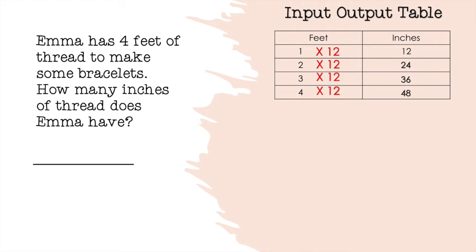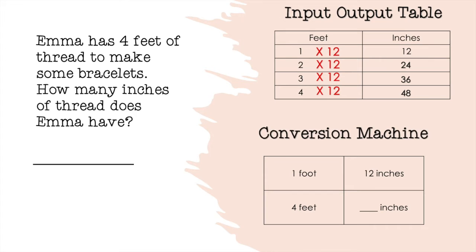Now, there's another way that we can solve it. This is called a conversion machine. A conversion machine is where you just draw a box and divide it into fourths. Our first shows 1 foot equals 12 inches. Now on the bottom, you're going to place what you're looking for. You're looking for 4 feet equals blank inches. We're going to leave it blank because we don't know what it is yet.